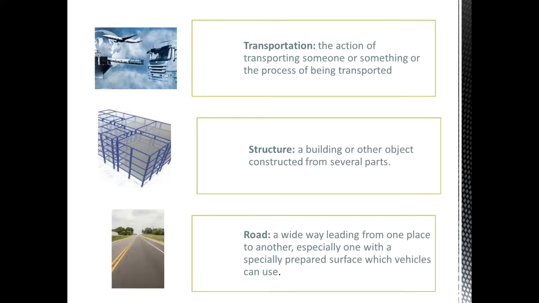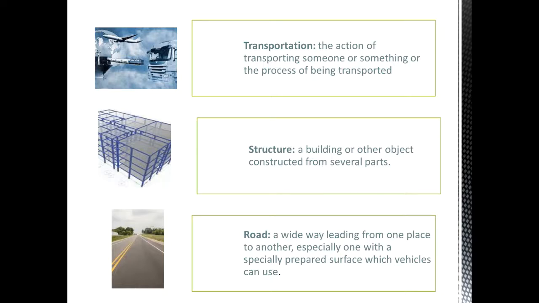Now, the definition of structure is a building or other object constructed from several parts. It could be made from anything. It could be made from clay. It could be made from iron, wood. It's just a structure that you put together in an organized form. And structures normally could be artificial, man-made, or it could be natural. You can find in nature perhaps an anthill that makes a structure, or a tree could be considered a structure.